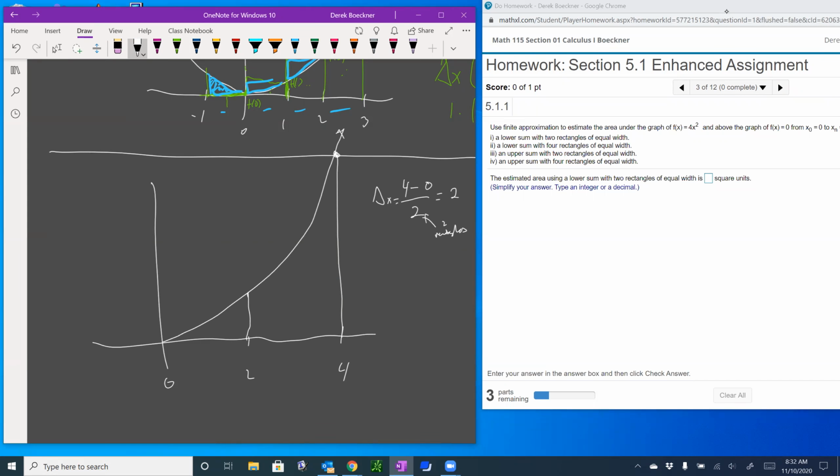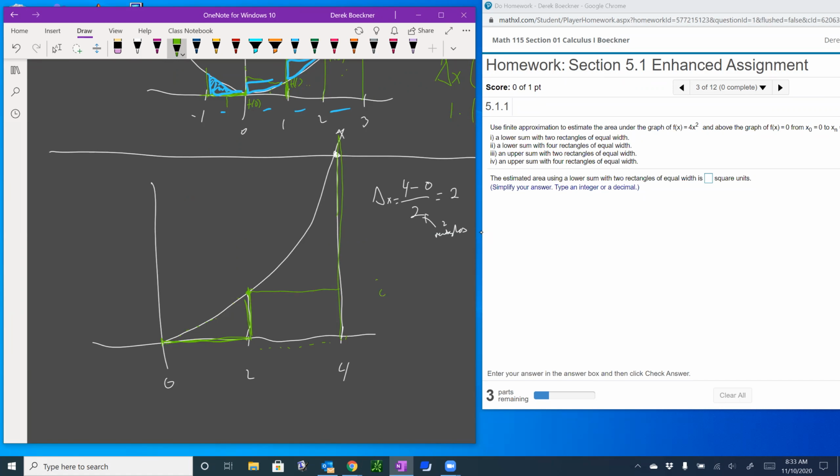All right. And so I can put in my rectangles at having uprights at 0, 2, and 4. We want a lower sum, so that means that I want an underestimation. I'm going to take the smallest point on the curve, and that's going to be the height of my rectangle. So the first rectangle is just going to be a rectangle of height 0. Then a lower sum with two rectangles. So on this interval, where's the lowest point? It's right here. So that's going to be my estimate for the area there.